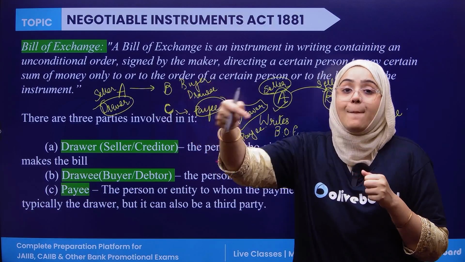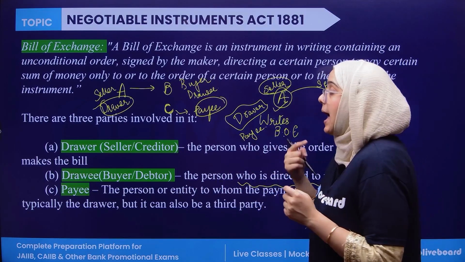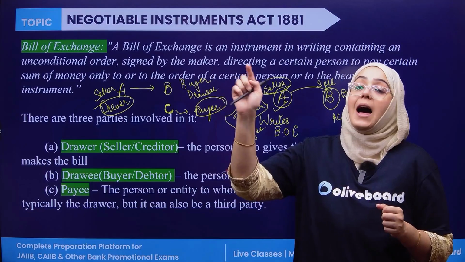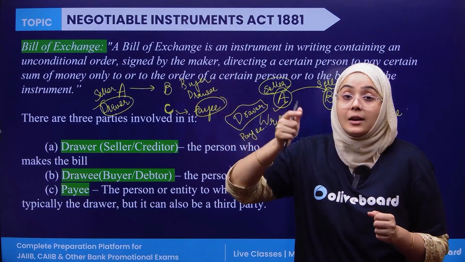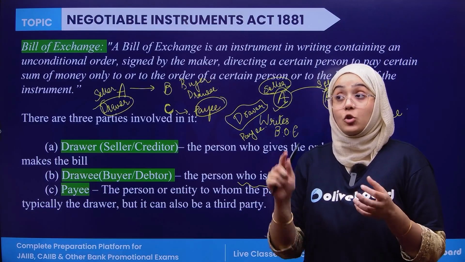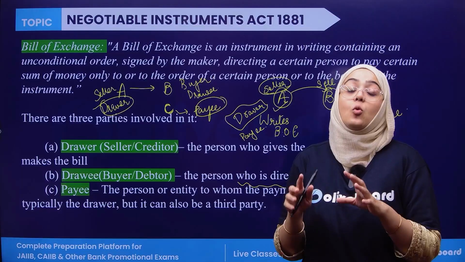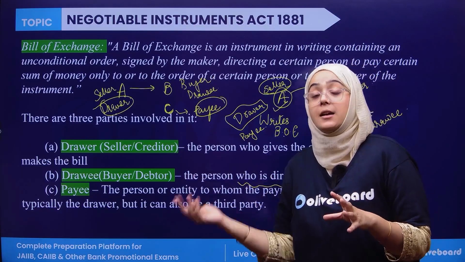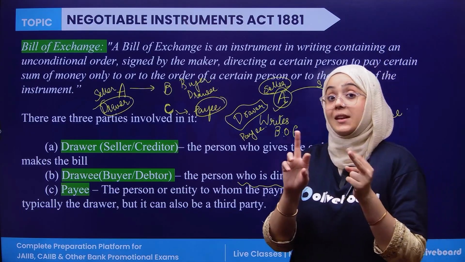you to pay me a certain sum of money. I am ordering, so I am the drawer. You are directed to pay, so you are the drawee. Because you are directed to pay me, I am the payee. If you are directed to pay any other person, then he or she is the payee. See, in both conditions, there is a difference.